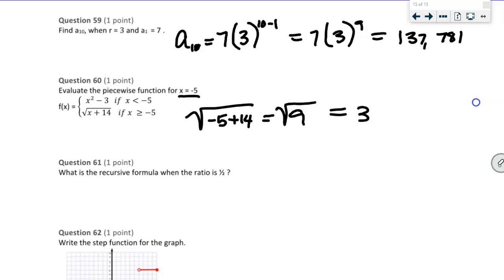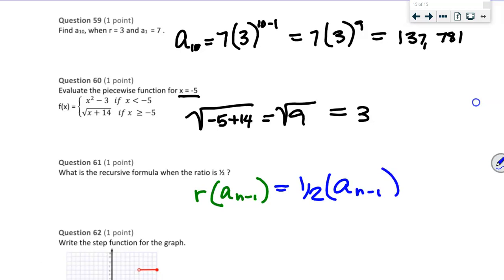Then what is the recursive formula when the ratio is 1/2? Now remember, the recursive formula is when we're asking for the next term. So this is going to have our ratio times a sub n minus 1, which really means the previous term, okay? So this is going to be basically 1/2 times a sub n minus 1. N minus 1 just means the previous term. So if I multiply 1/2 times the previous term, I'm going to get the next term, okay?